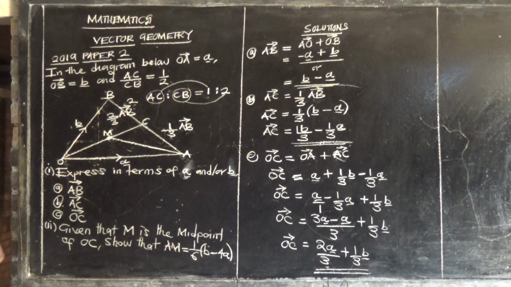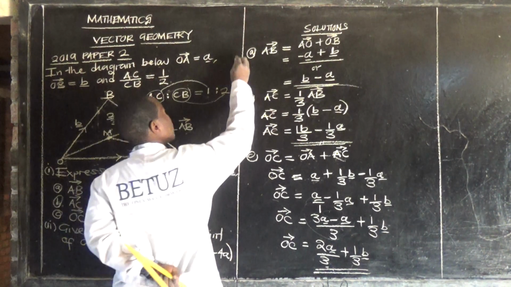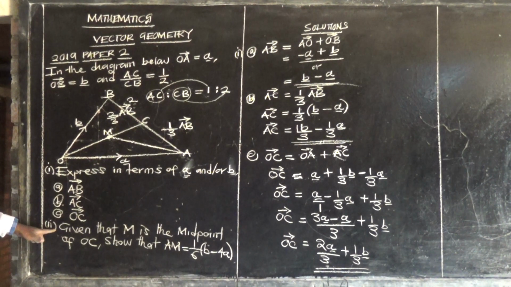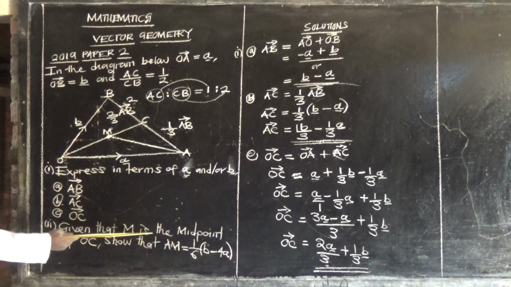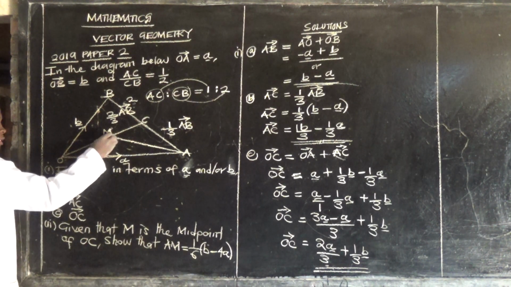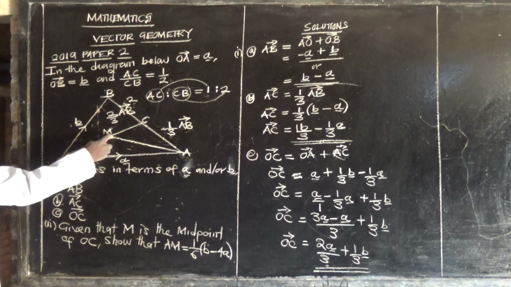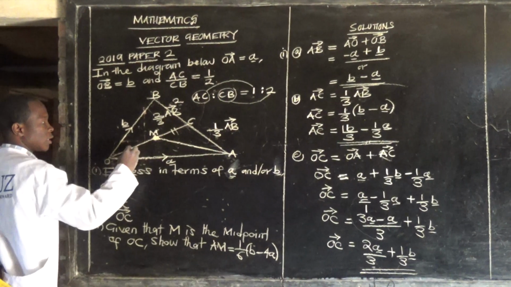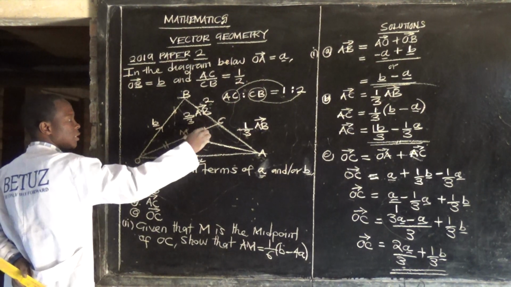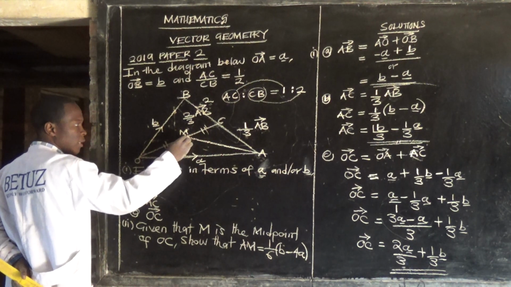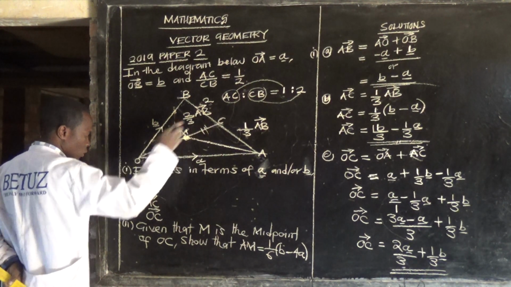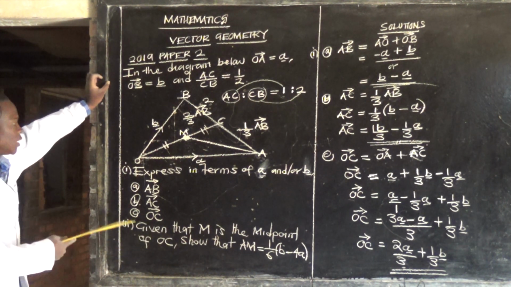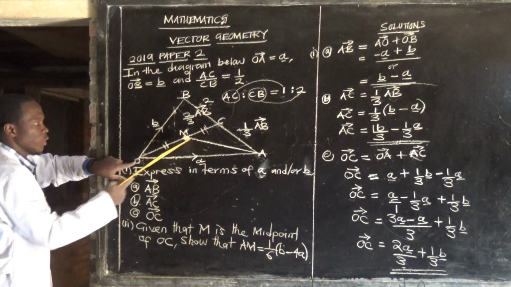Now let us look at the last question. So this is Roman numeral 1, A, B, and C. Now, Roman numeral 2. Given that M is the midpoint, take note, M is the midpoint. So when we say M is the midpoint, what we mean is from O to M and from M to C, these are equal. Since this is the midpoint, these two are equal. So they are saying M is the midpoint of OC, meaning M cuts OC into two equal parts.